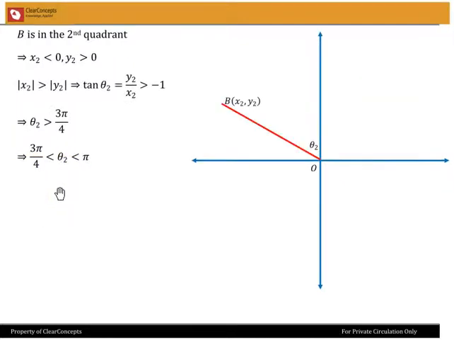B is given to be in the second quadrant. That means that x2 is negative, y2 is positive. Now we are given also that |x2| is greater than |y2|, which means that tan θ2, which is y2/x2, will be greater than minus 1. So that tells us that θ2 is greater than 3π/4, and since it's a second quadrant angle, we get that θ2 lies between 3π/4 and π.